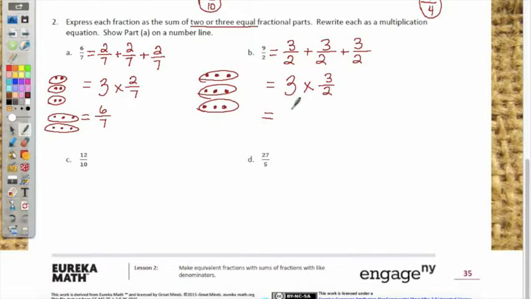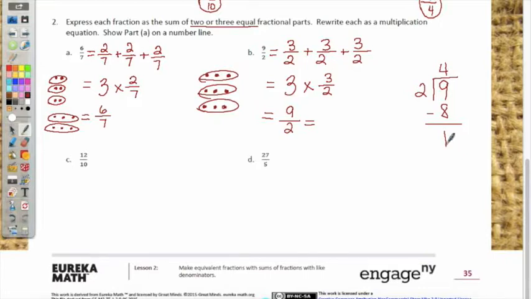So 9 halves is the answer, correct? Yep. But is that less or more than 1 whole? More. So Elizabeth is right. It's a mixed number. The easiest way to figure out the mixed number is to do a long division problem. So everybody write that over to the side right now. 2 times something. 4. 2 times 4 equals 8.